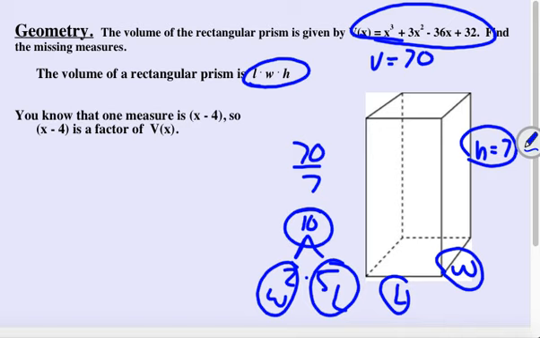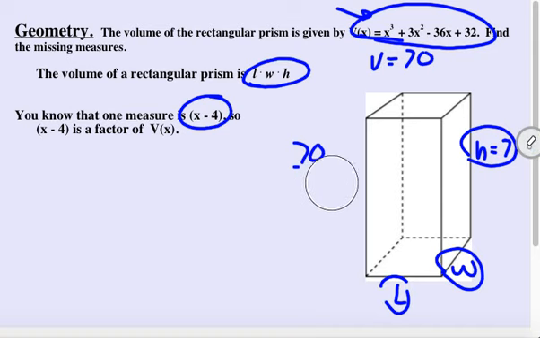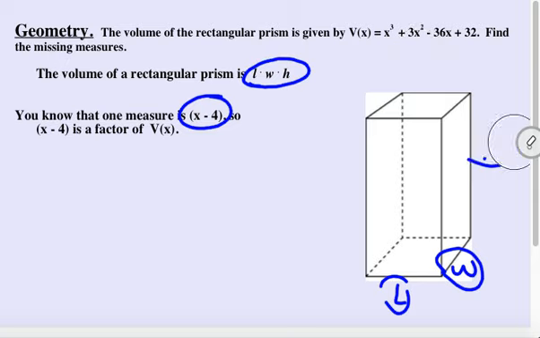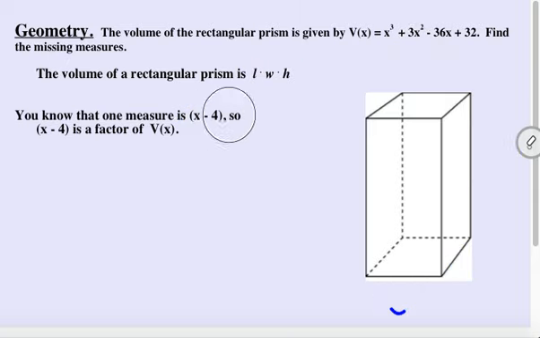Okay? In this particular problem, the volume is x cubed plus 3x squared minus 36x plus 32. That's a polynomial expression. Well, we want to break that down into factors like x minus 4. So what we're going to do is divide by one of the factors and then break down what's left. 10 is 2 times 5. But we're going to do it on a little bit larger scale here because of the polynomial expression.